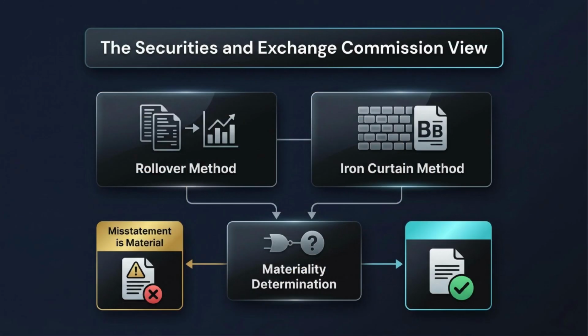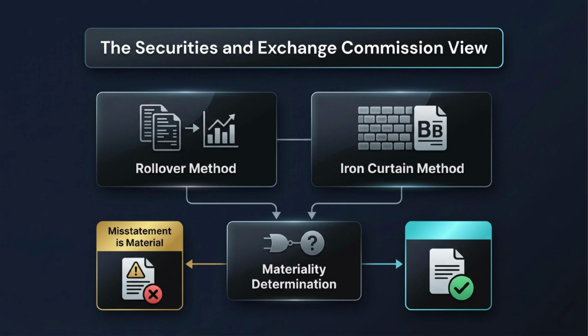Now we introduce the Securities and Exchange Commission, or SEC, view. The SEC staff issued Staff Accounting Bulletin No. 108, or SAB 108, to address how public registrants evaluate prior year misstatements when preparing current year financial statements. SAB 108 is not a new accounting standard like a new Accounting Standards Update. It is SEC staff guidance for registrants.